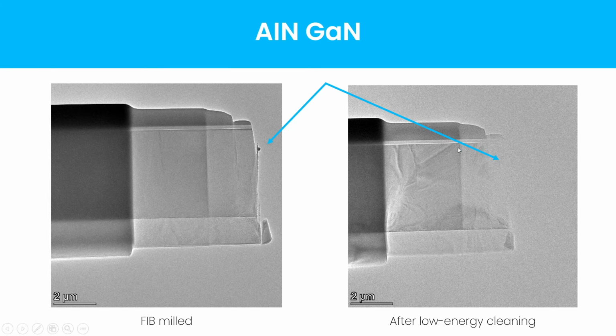This is because of selective sputtering. And on the right, you see the argon ion cleaned lamella. You see that the lamella got much thinner. It's obvious from these images, but the shape is more or less preserved. The gallium droplet was also cleaned, so we don't have this disturbing artifact anymore.